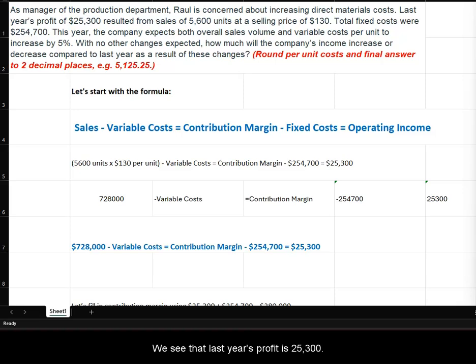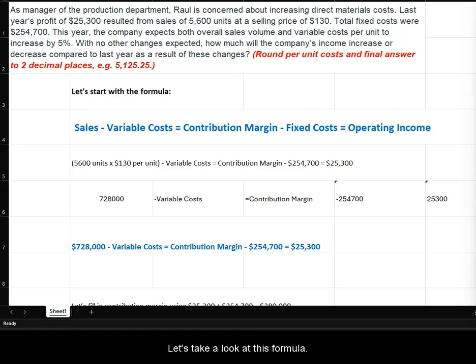We see that last year's profit is 25,300. We sold 5,600 units at a selling price of $130. Our total fixed costs were 254,700. Now this year, this company expects our overall sales and variable cost per unit to increase by 5%. So with no other changes expected, how much is the company's income going to increase or decrease compared to last year as a result of these changes?